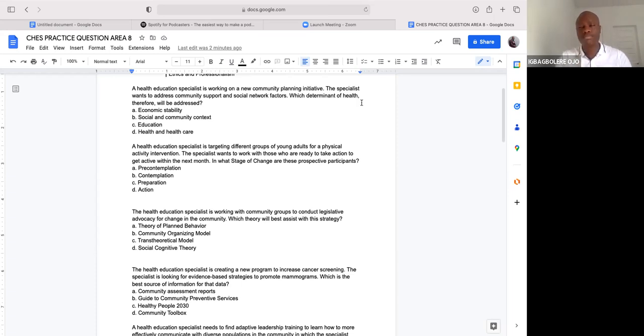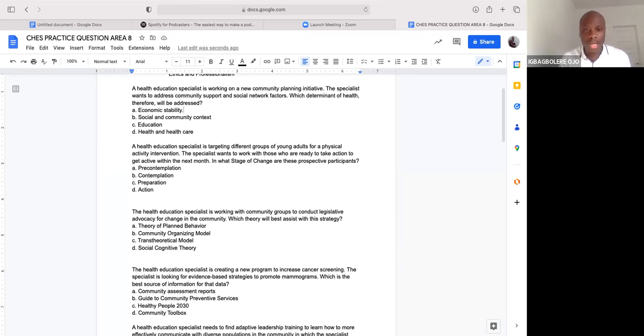Now, as we all know, there are different kinds of social determinants of health: education, occupation, community context, and all of those things, right? Race is also a big social determinant of health. So, however, this particular question says it wants to address community support. What has to do with the community? What has to do with the general population, all right, and the social network? So, of course, economic stability could have made more sense if we are addressing something about income, something about job occupation, right? So that it's not going to fly.